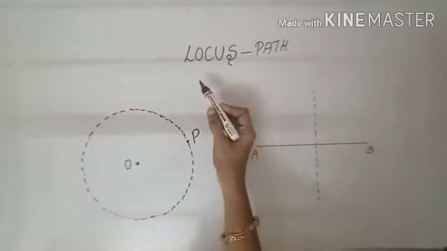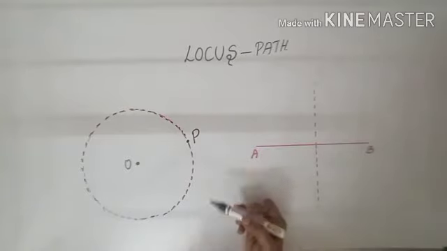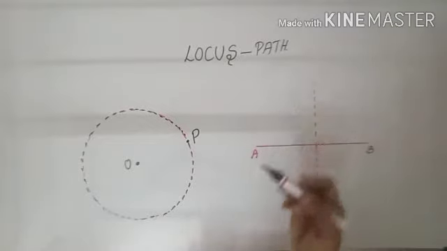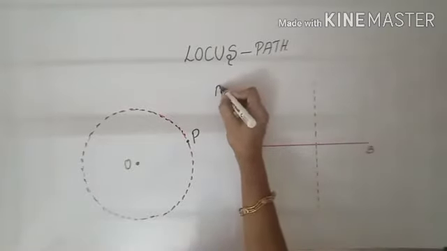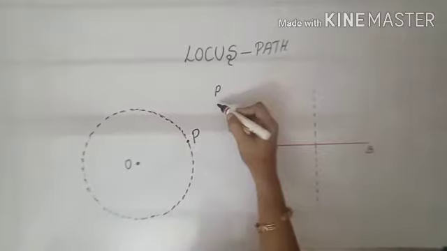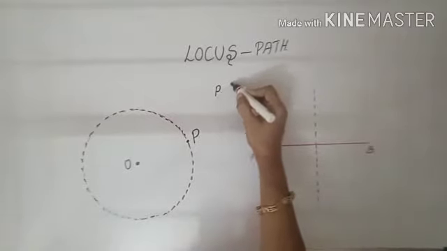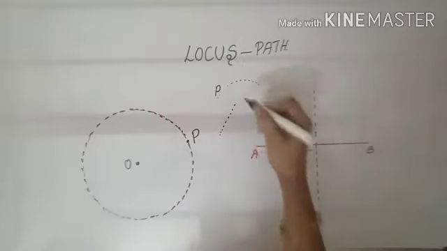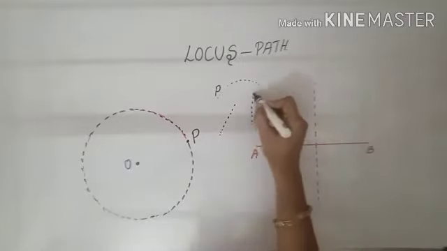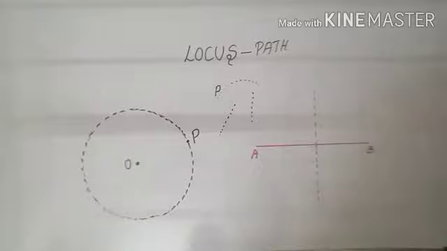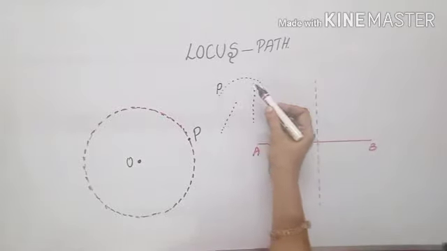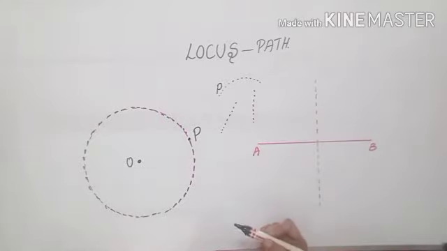What do you mean by this word locus? Locus is a path traced by a moving point. Suppose a point is here. I am throwing this, so it will go like this. A point may move like this. A point may move like this. So whenever a point moves under fixed conditions, we call it a locus.